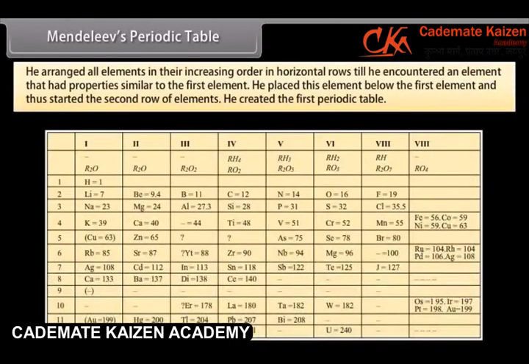A tabular arrangement of the elements based on the periodic law is called the periodic table. Mendeleev arranged all elements in their increasing order in horizontal rows till he encountered an element that had properties similar to the first element. He placed this element below the first element and thus started the second row of elements. This helped him to arrange all the known elements according to their properties. He was thus able to create the first periodic table.